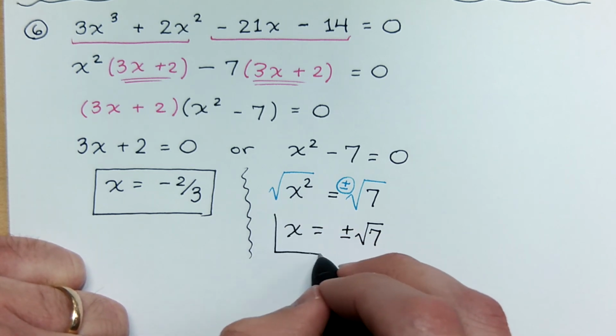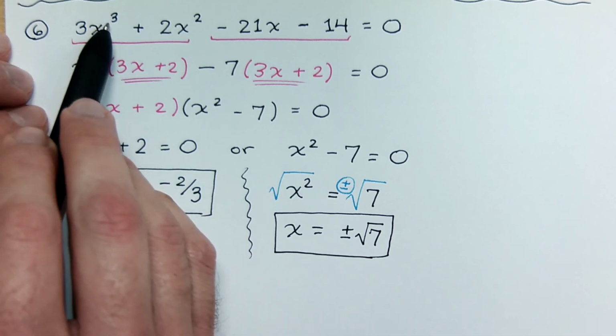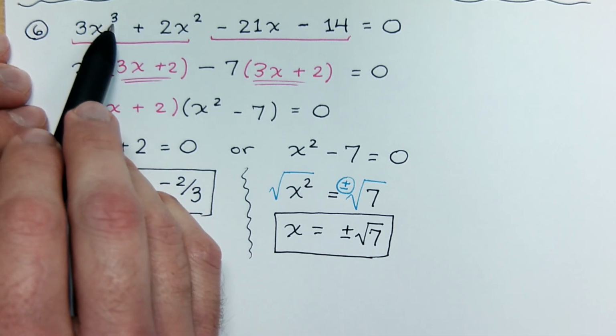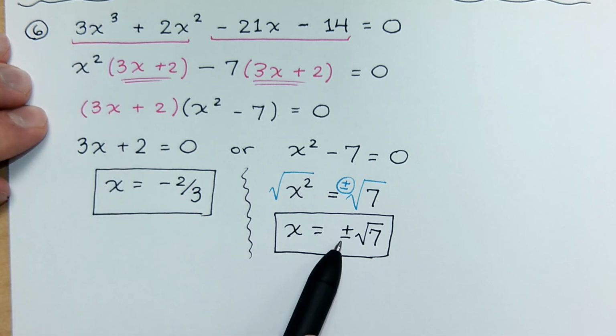If you look at the original problem, since this is a polynomial equation, the degree here tells me how many solutions I'm supposed to have. This is a 3, so I've got 1. The plus or minus gives me 2 more, so altogether I have 3 solutions.